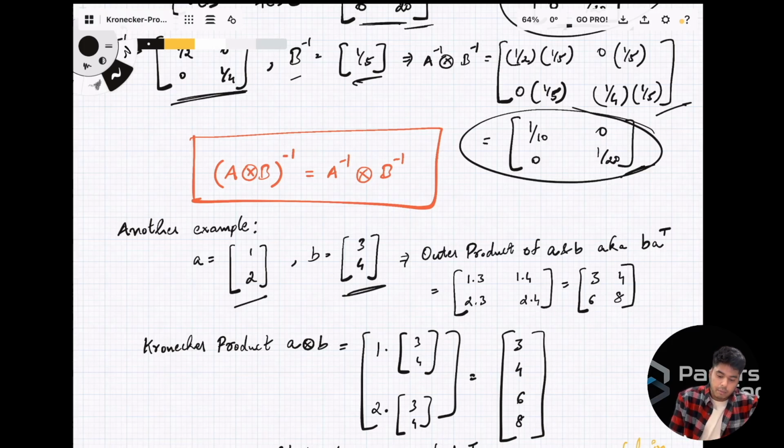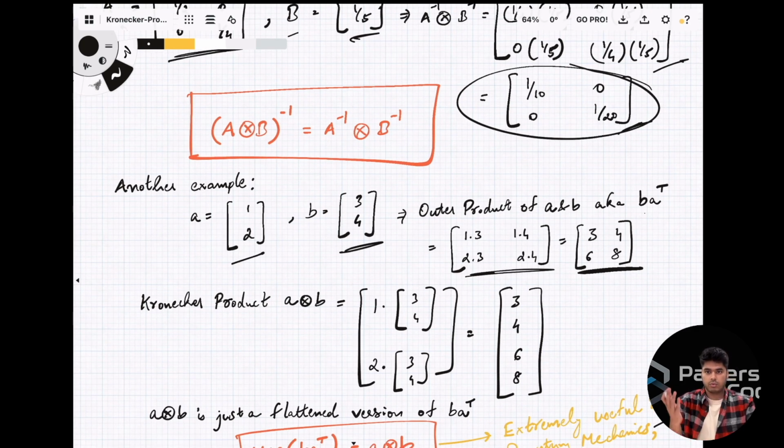Now, if you say outer product of A and B, what I'm basically trying to say is B multiplied by A transpose. And this is just a normal matrix multiplication, right? Just not the Kronecker product. Obviously we cannot multiply A and B directly because of the dimensionality issues, because this is 2 cross 1 and the other one's 2 cross 1 as well. So you can't do that. But when you do B A transpose, you get this, which eventually becomes 3, 4, 6, and 8, right? And that makes sense because it's 2 cross 1 multiplied by 1 cross 2. So it becomes a 2 cross 2 matrix.